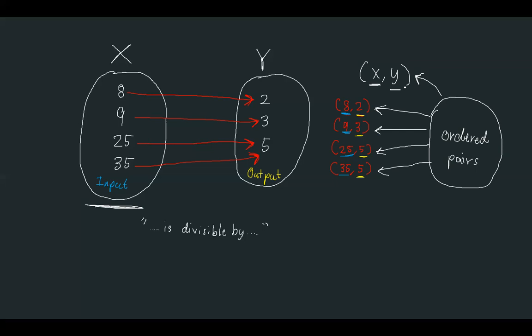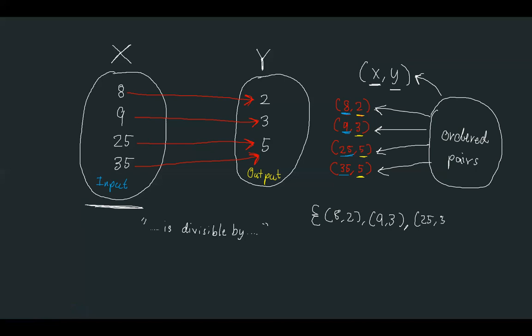So let me rewrite these ordered pairs into a set. This is 8, comma, 2; 9, comma, 3; 25, oh sorry, let me fix that 5 here because that doesn't look like a 5 to me. It looks like 6.